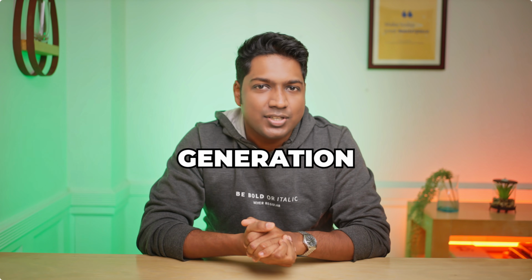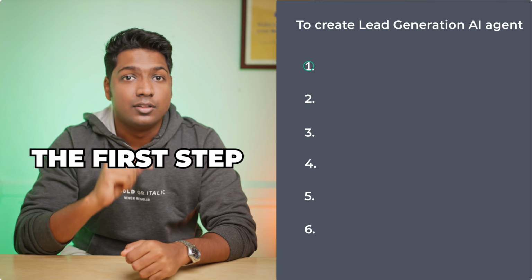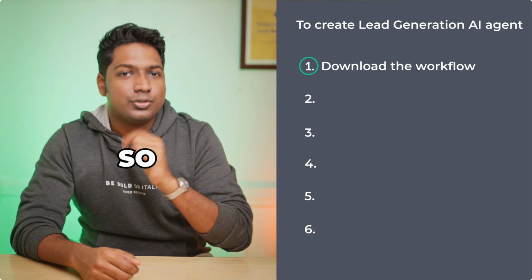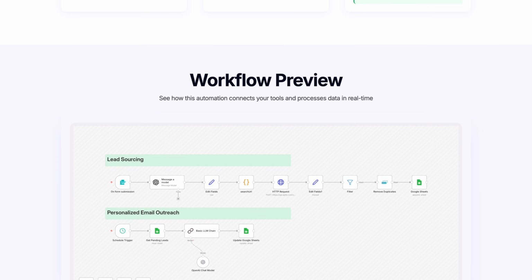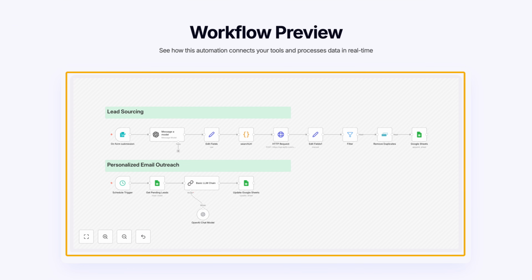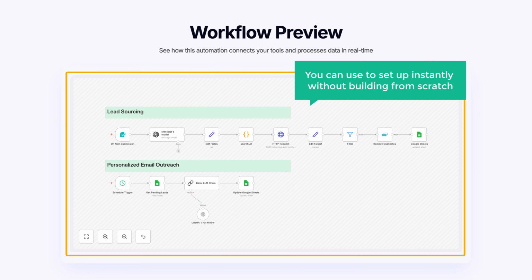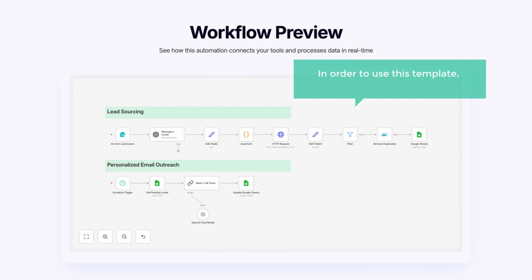To create a lead generation AI agent, we are going to do 6 steps. The first step is to download the workflow. So to download the workflow, just click the link in the description. Now here you can see that we have a ready-made workflow template that you can use to set up instantly without building from scratch. In order to use this template, first we need to have an N8N hosting.